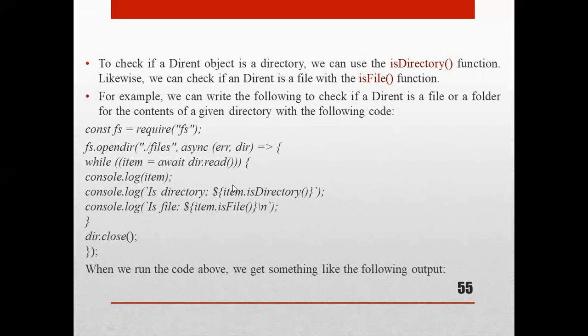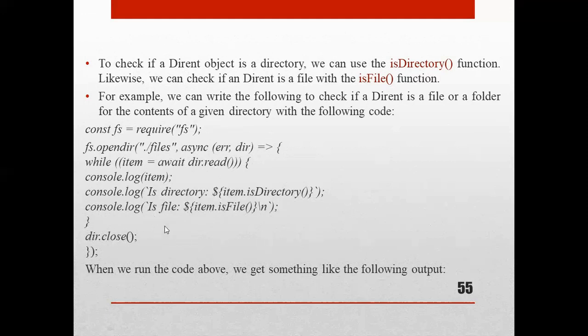And how can we check whether it is a directory or a file? For that there is one function for checking whether the returned element is a directory or file. For directory, console.log is directory, using dollar and brackets, item.isDirectory function. Similarly for file, item.isFile function. And at last close the directory.